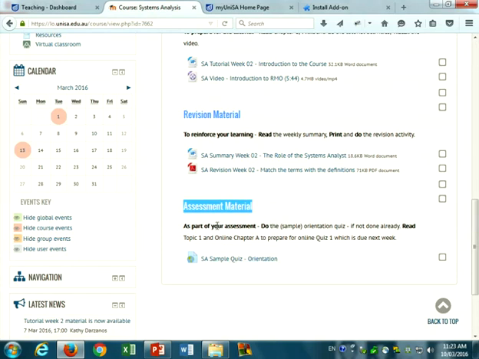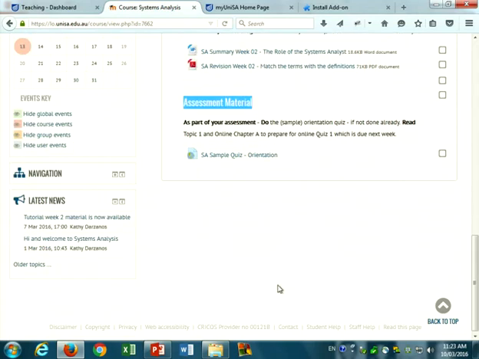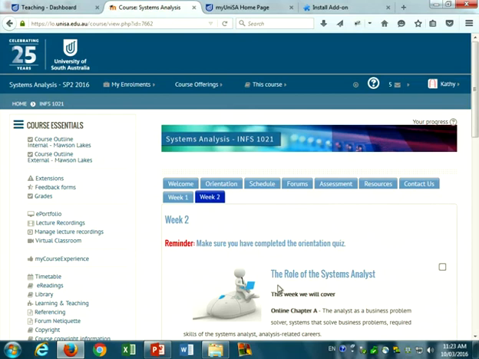Okay, so for this week you need to do the sample quiz, as well as read topic 1 and online chapter A to prepare for your first quiz, which is due next week. And that quiz will appear here in this location, but in the week 3 materials. So I've tried to set things out as clearly as possible to guide you through your learning journey in the course. Make sense? Seems clear, reasonable, no confusion?